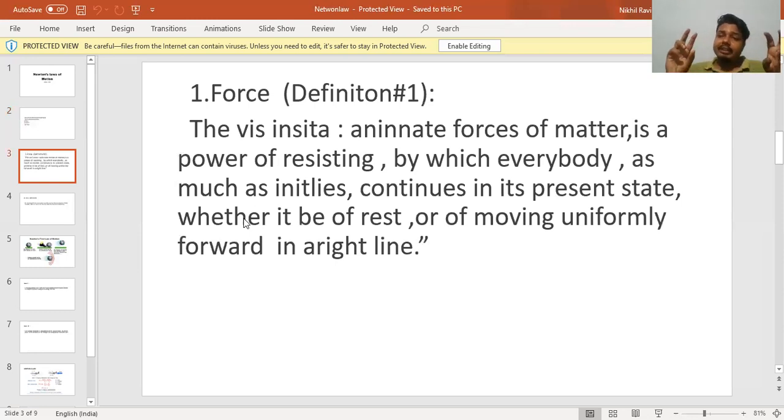Now we have two definitions of the force. First, this is the definition. The simple definition is that the inherent force of matter is the power of resting, or you can say by which every body continues its state, whether it be at rest or moving uniformly forward in a straight line. Okay, so this is the definition of forces.